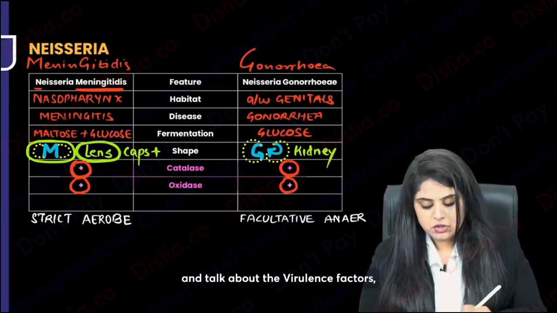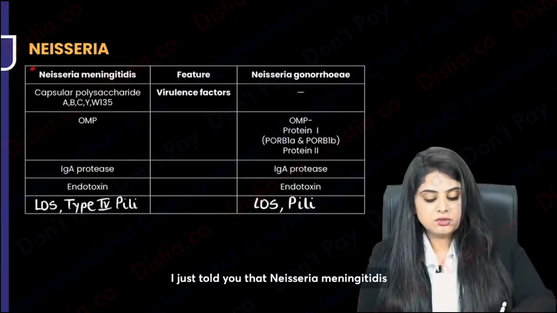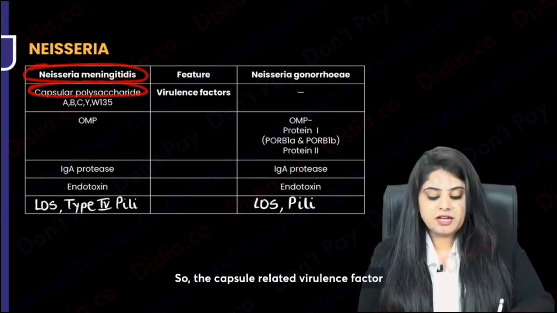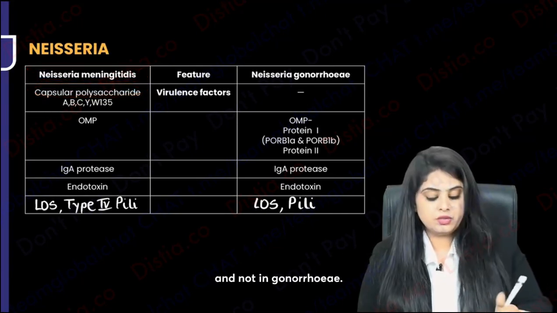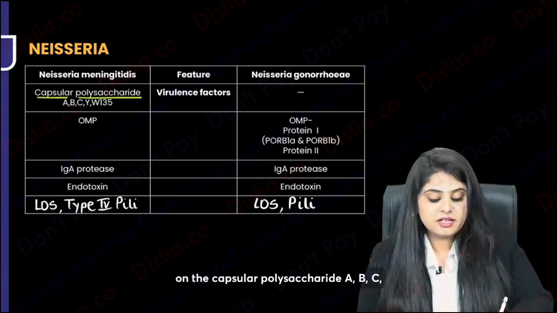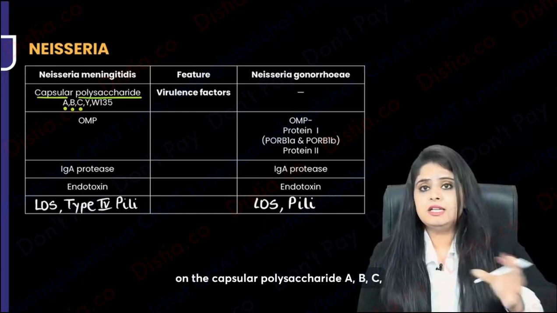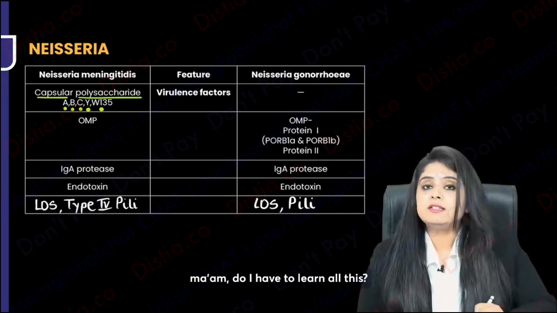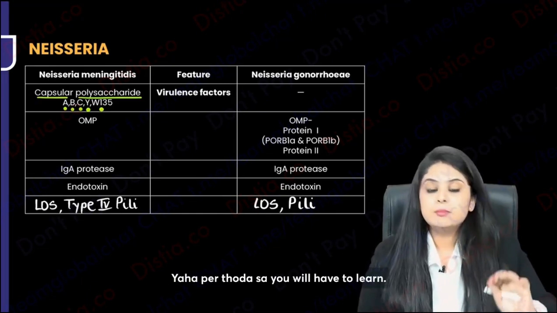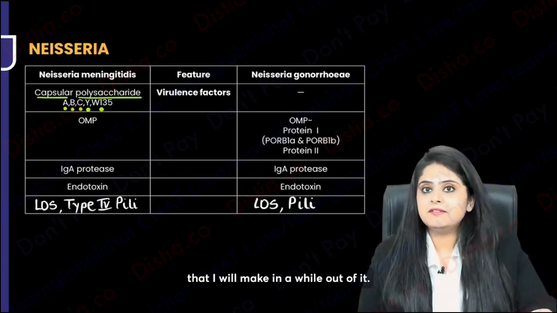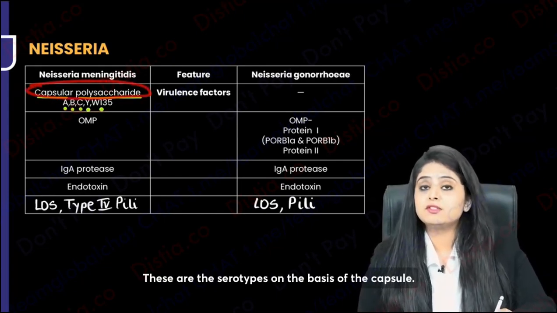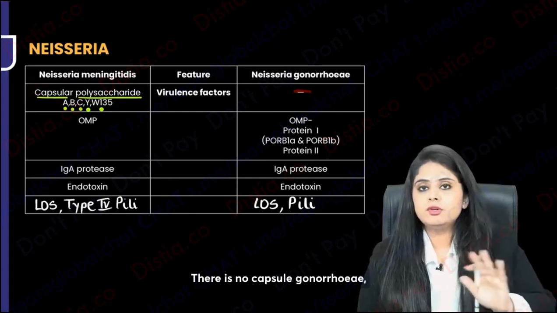Okay, let's move forward and talk about their virulence factors. I just told you that Neisseria meningitidis has a capsule. So the capsule related virulence factor is going to be in meningitidis and not in gonorrhoeae. And how many serotypes are based on the capsular polysaccharide? A, B, C, in order, ABC, Y, W135. Ma'am, do I have to learn all this? Yes, here you will have to learn a little, because there's going to be a vaccine that I'll make in a while out of it. Okay, so there is ABC, YW135. These are the serotypes on the basis of the capsule. There's no capsule in gonorrhoeae, so no types over there.